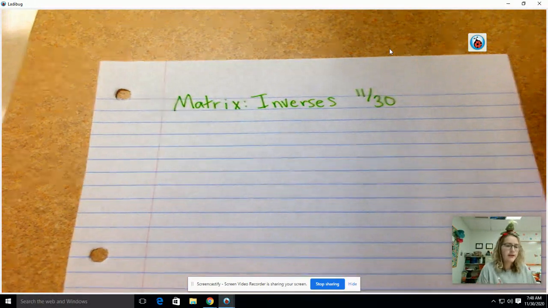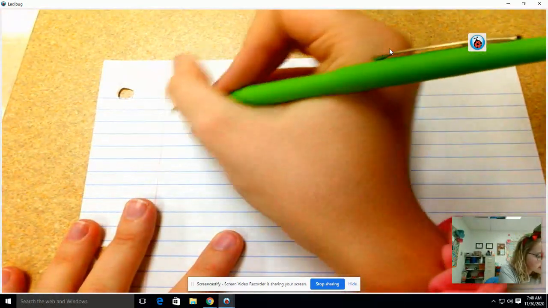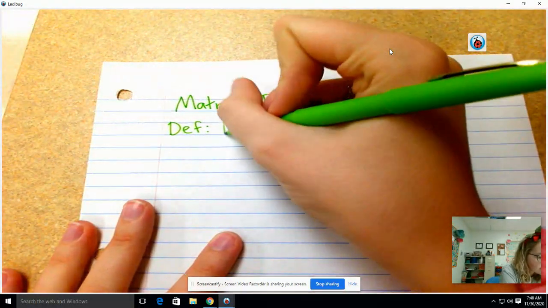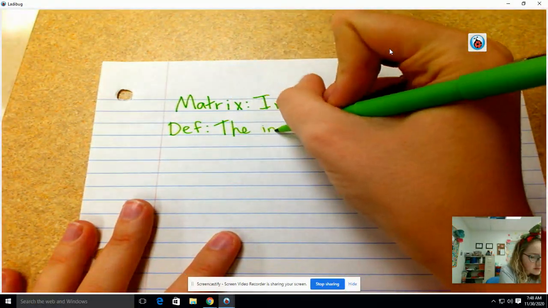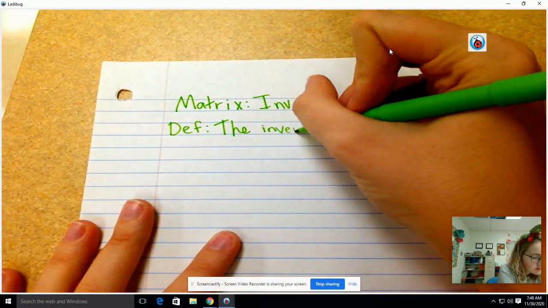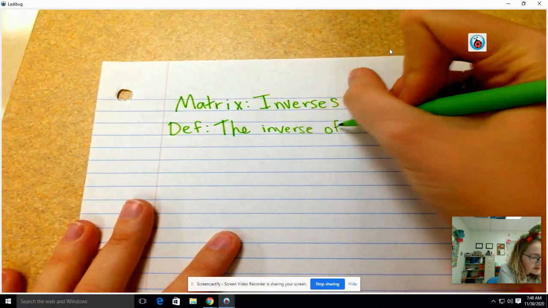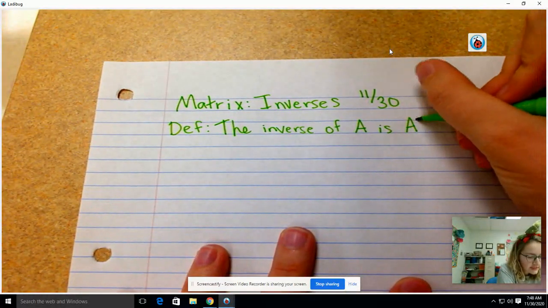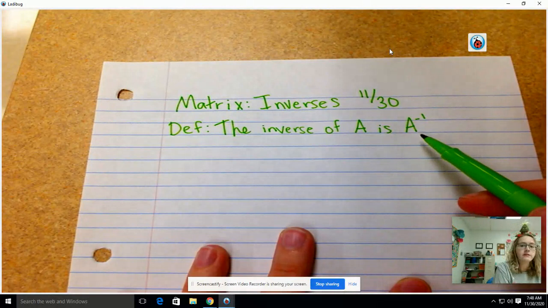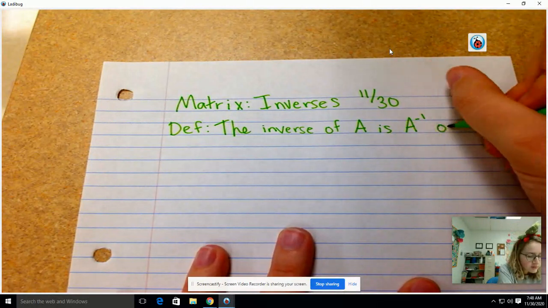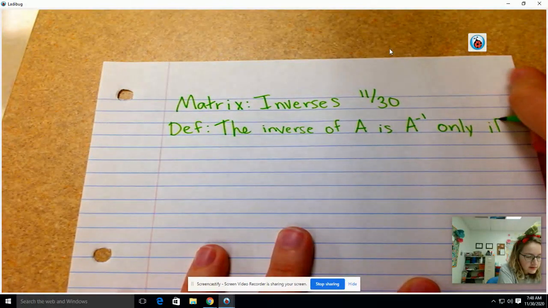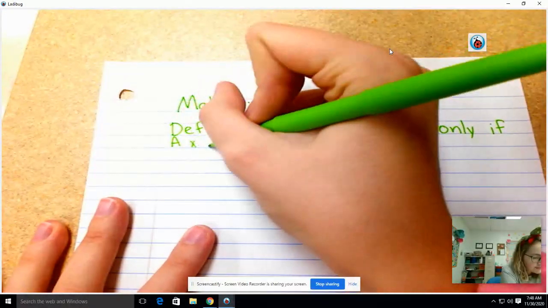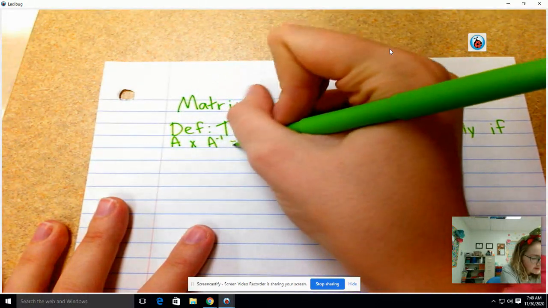So for a definition, the inverse of matrix A is A to the negative 1. So this is the notation for an inverse. Only if A times A to the negative 1 equals I.